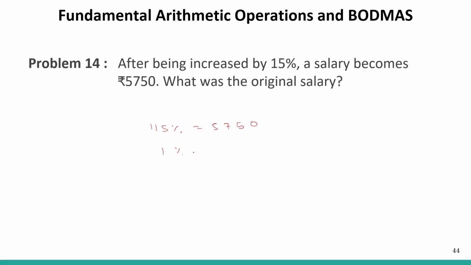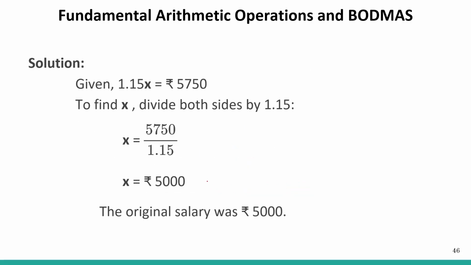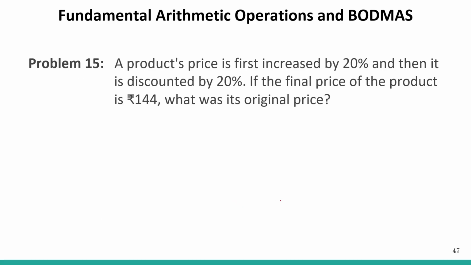So 1% is equal to 5750 by 115. So this implies that 100% is equal to 5750 by 115 into 100. Okay, easy. So x is equal to 5000, that is the answer. So let's see problem number 15.